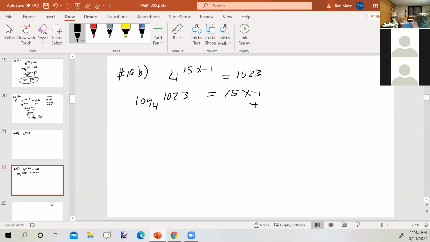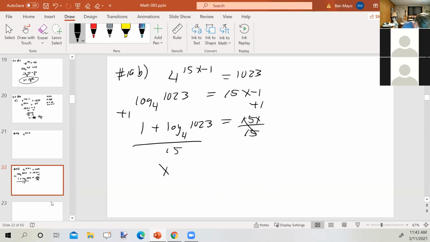Okay, I'm going to add 1 to both sides. 1 plus log base 4 of 1023 equals 15x. I'm going to divide both sides by 15. So x equals 1 plus, I'm going to use the change of base.